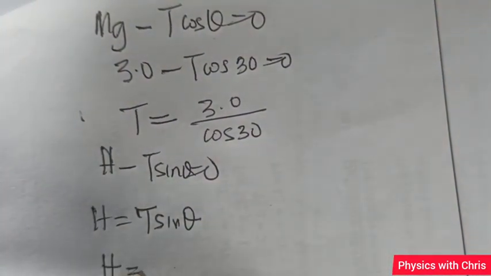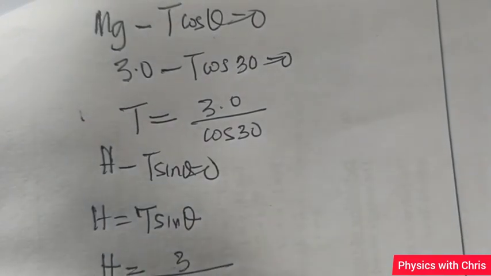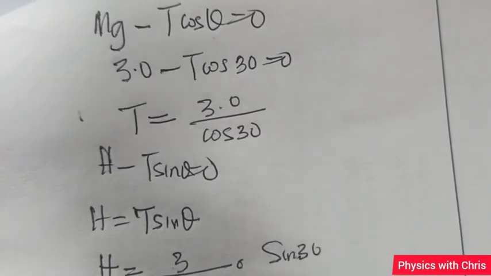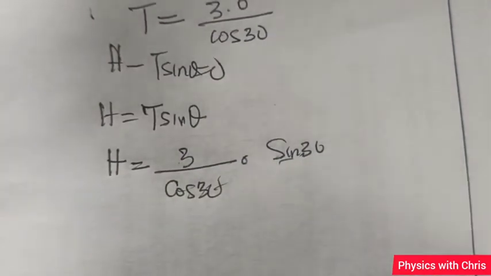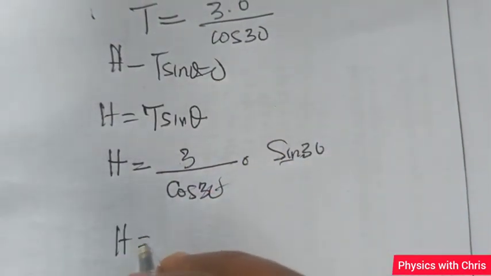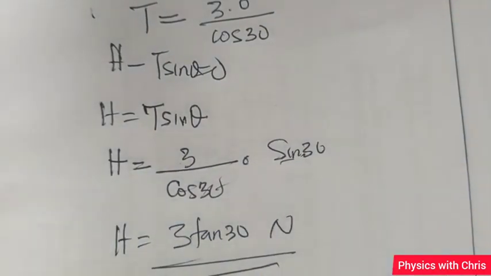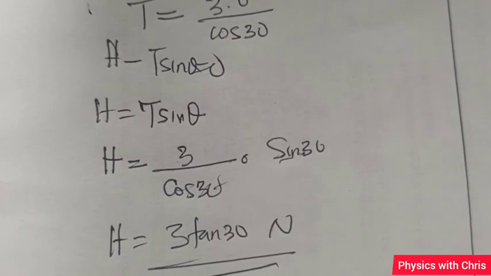So that my force H is equal to T, which was 3 over cos 30, times sin 30. Of course, sin 30 over cos 30 is tan 30, so H is equal to 3 tan 30. You can complete that by evaluating 3 tan 30.